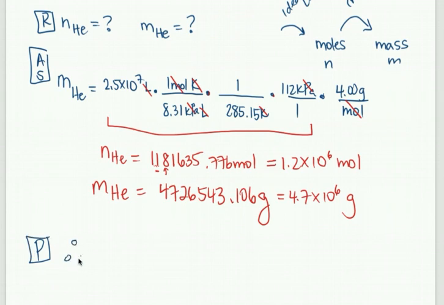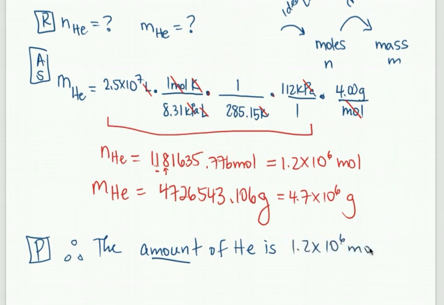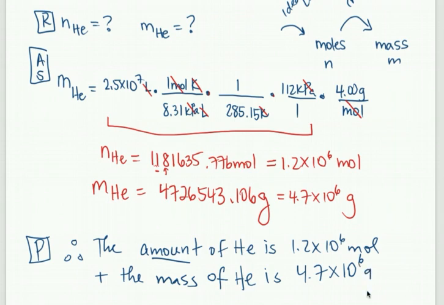Therefore, the mass, or I guess I'll say the amount first. The amount of helium. So that's key, use the keyword. The amount of helium is 1.2 times 10 to the 6 moles, and the mass of helium is 4.7 times 10 to the 6 grams. Again, if you wrote these out in standard form, I will accept them, but try to practice your scientific notation too.